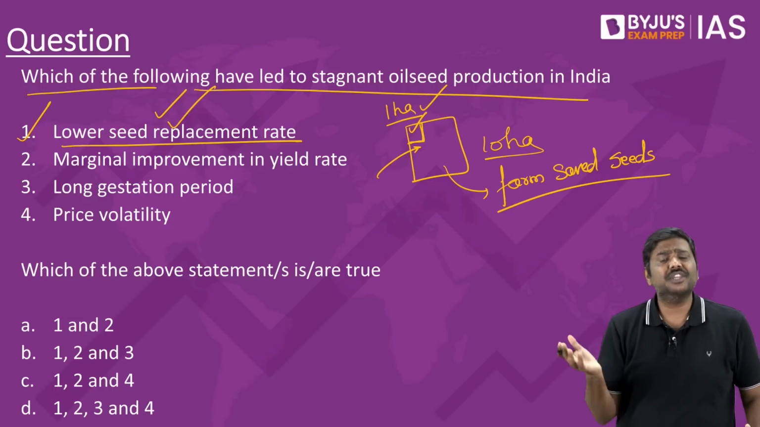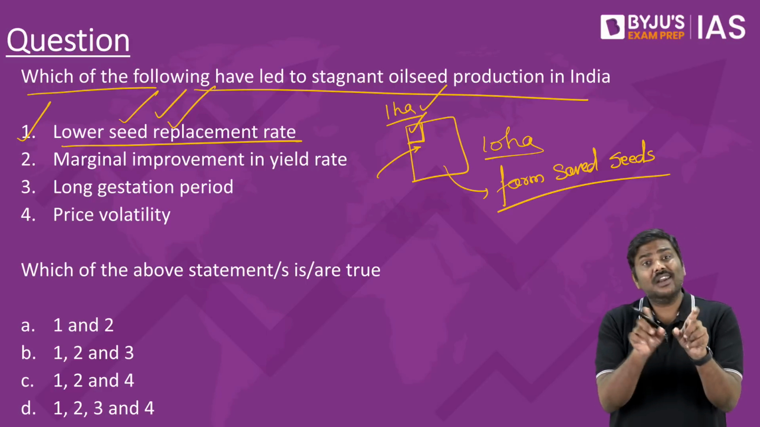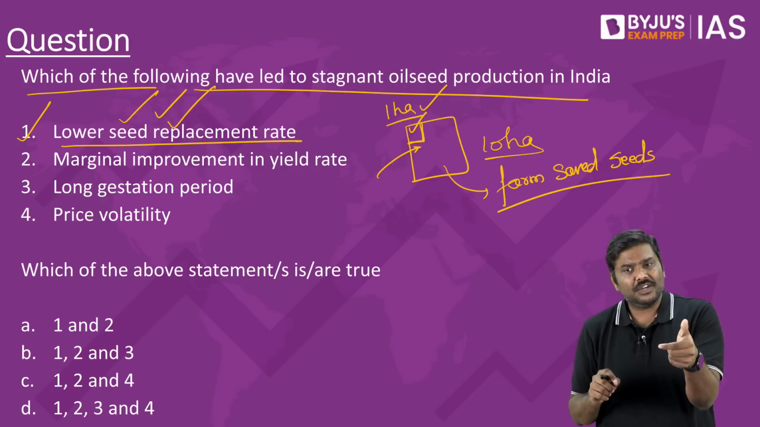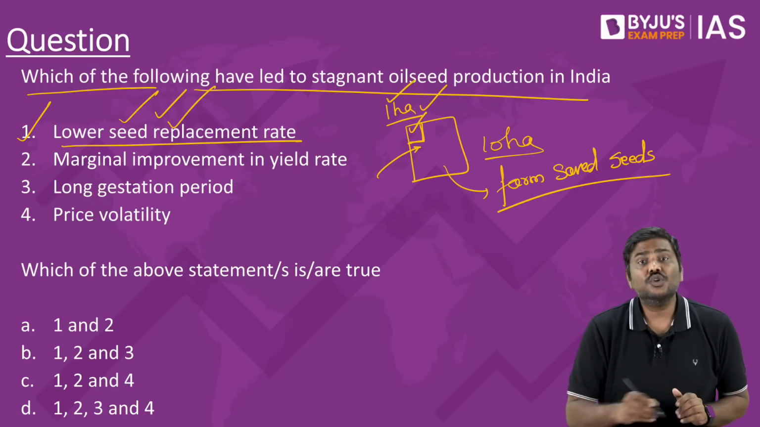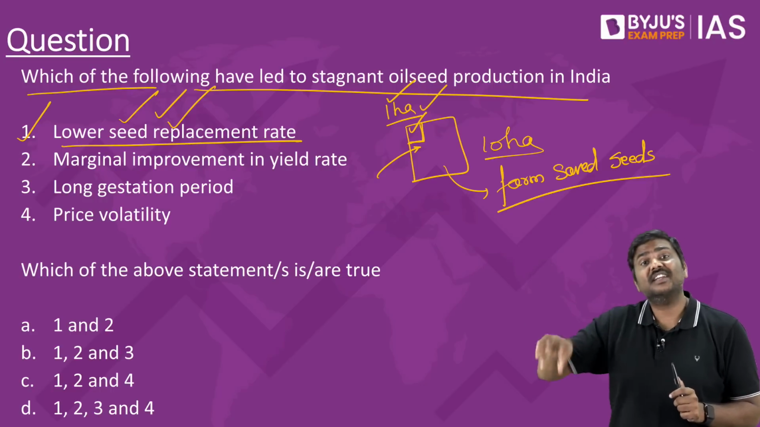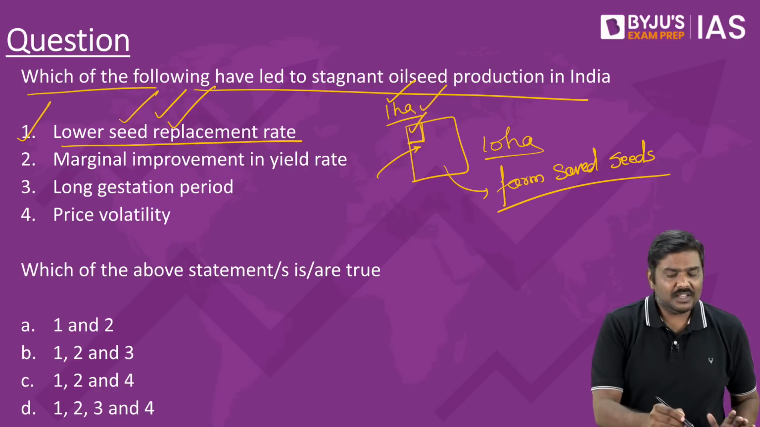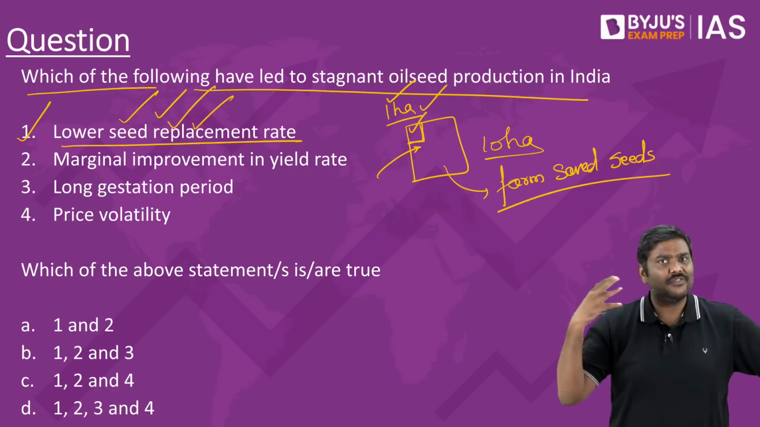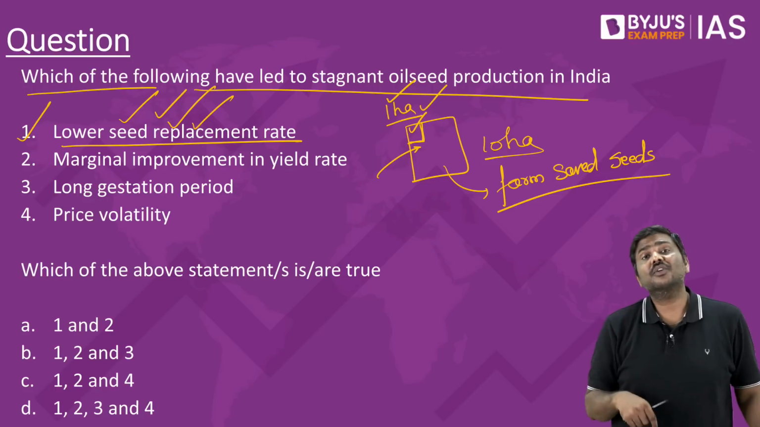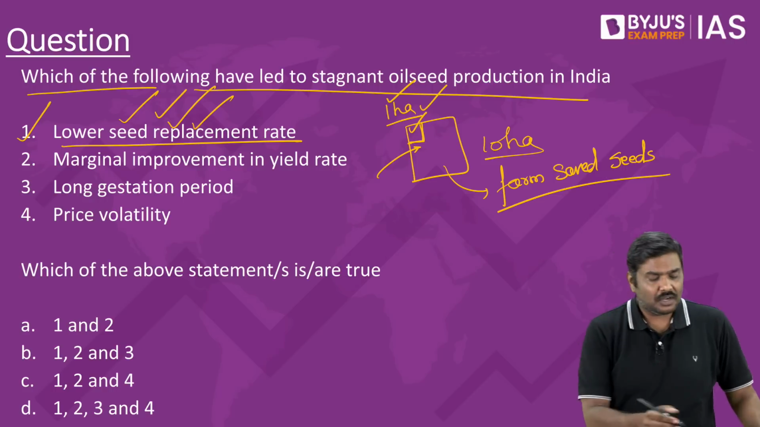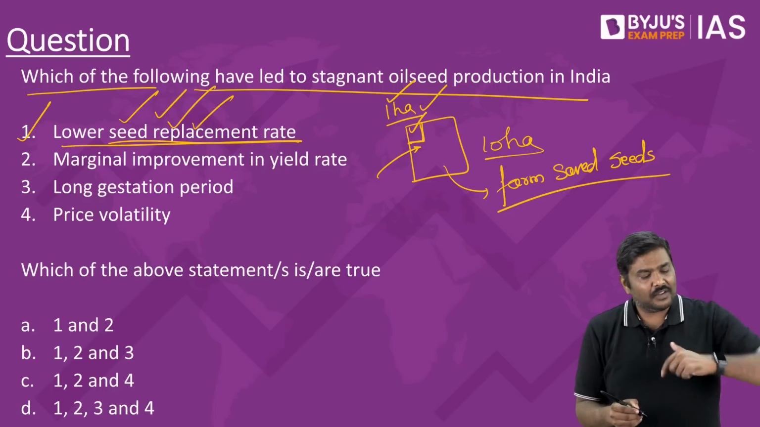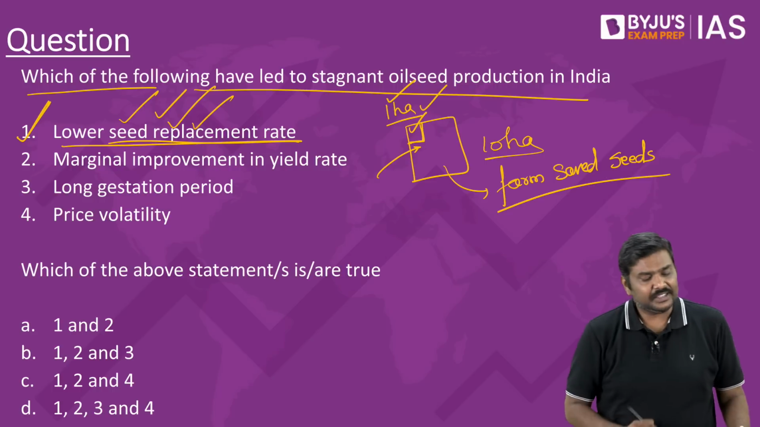So understand the logic here. Whenever more and more of the land being used for cultivation is sown with new or fresh seeds purchased from the market, we simply say the seed replacement rate is very, very high. But in the context of India, especially for oilseed production, the seed replacement rate is very, very low. Right? Statement 1 is correct.